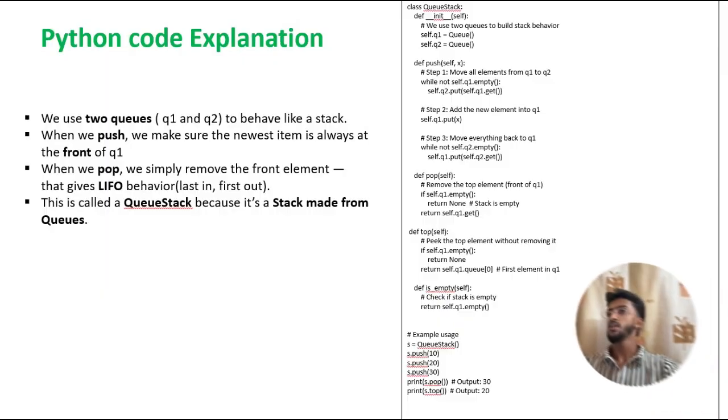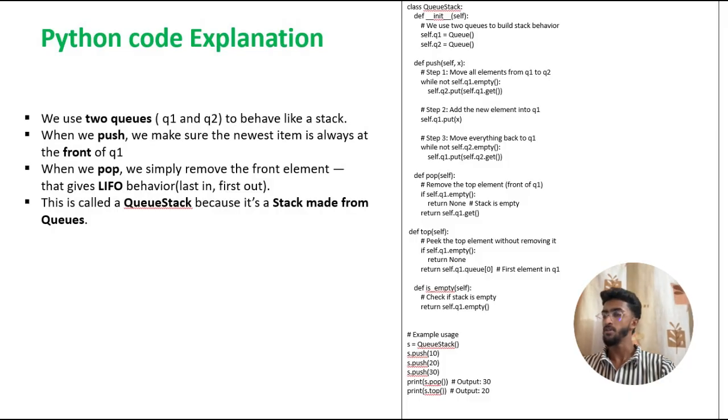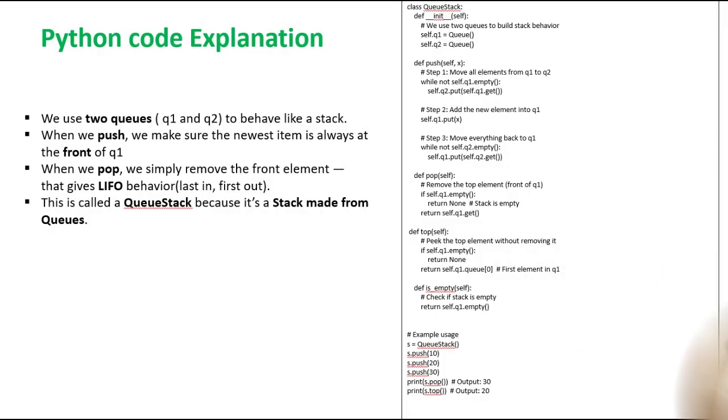Okay guys, let's try to implement a code using this. I'm using Java and Python to explain this one. So this is the Python code explanation, and we use two queues, Q1 and Q2, to behave like a stack. When we want to push, we make sure the newest item is always at the front of Q1. And when we want to pop, we simply remove the front element, which gives LIFO behavior. That's called queue stack because it's a stack made from queues.